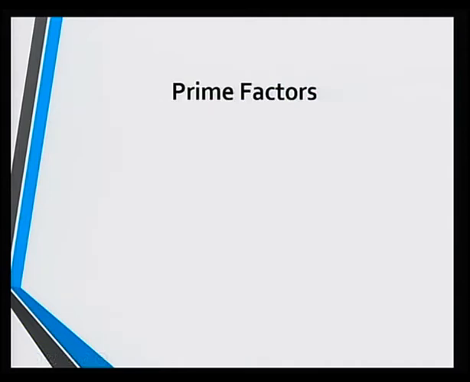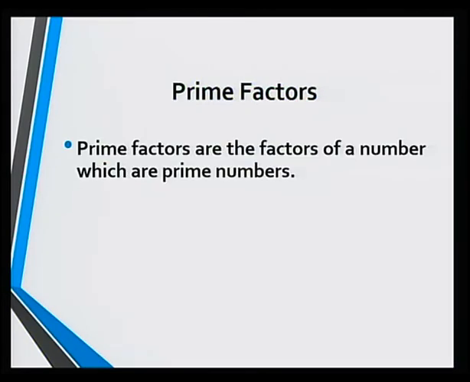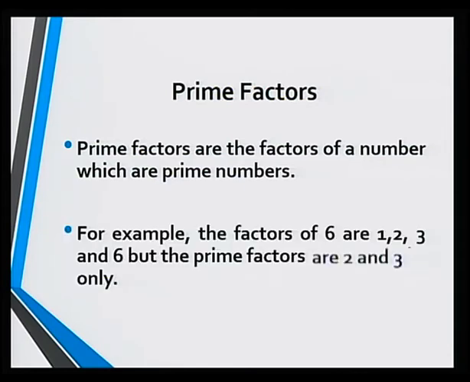Now, we learned about prime numbers in the previous lesson. So let us have a look at what is meant by prime factors. Prime factors are the factors of a number which are prime numbers. For example, the factors of 6 are 1, 2, 3, and 6. But the prime factors of 6 are 2 and 3 only.